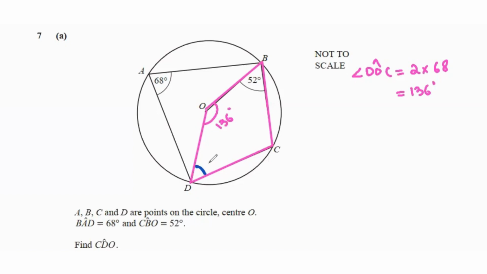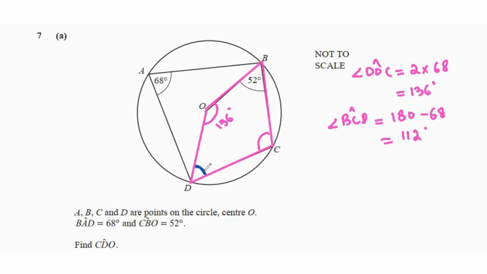This we don't know. And this we can find by doing angle BCD is going to be 180 minus 68. Why? Because ABCD quadrilateral is a cyclic quadrilateral. All 4 vertices are touching the circumference. Hence, in a cyclic quadrilateral, opposite angles add up to 180. So to find angle C, we will do 180 minus 68, which is equal to 112.